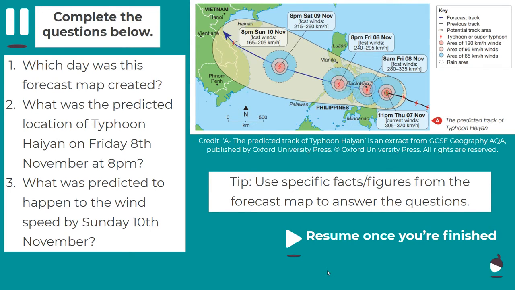So we're going to practice reading this forecast map, so I'd like you to complete the questions that you see on the screen. So number 1, which day was this forecast map created? Number 2, what was the predicted location of Typhoon Haiyan on Friday the 8th of November at 8 p.m? And number 3, what was predicted to happen to the wind speed by Sunday the 10th of November? Make sure that you use facts and figures from the forecast map in your answers. So for example, giving a specific wind speed so that you're able to make the direct link back to the forecast map. So I'd like you to pause the video at this point, complete the activity, and then resume the video when you are ready to mark your work.